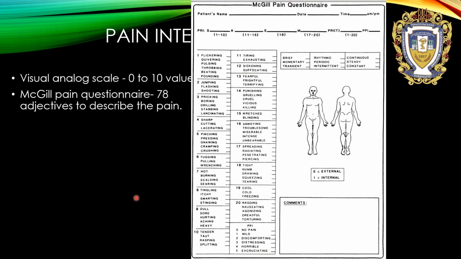Next way to measure pain intensity is the McGill Pain Questionnaire. This questionnaire includes 78 adjectives to describe the pain. But more, a human body is shown schematically, and the patient can put marks in different areas where the patient feels pain.